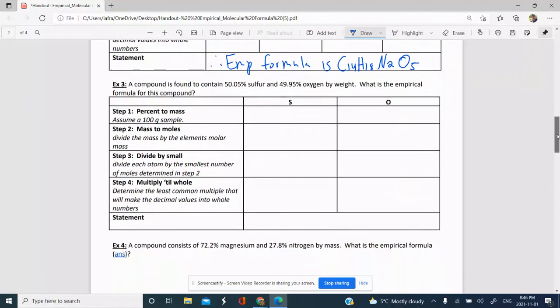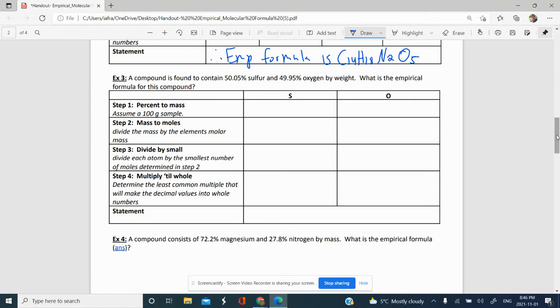We'll finish off with the example in this table over here. It's essentially the same process, just this time it's a little bit easier because we only have 2 elements. So we have our percent composition given to us. Our first step is percent to mass. We'll assume 100 grams. Make sure we write that out. And so for sulfur, we have 50.05 grams. For oxygen, we have 49.95 grams.